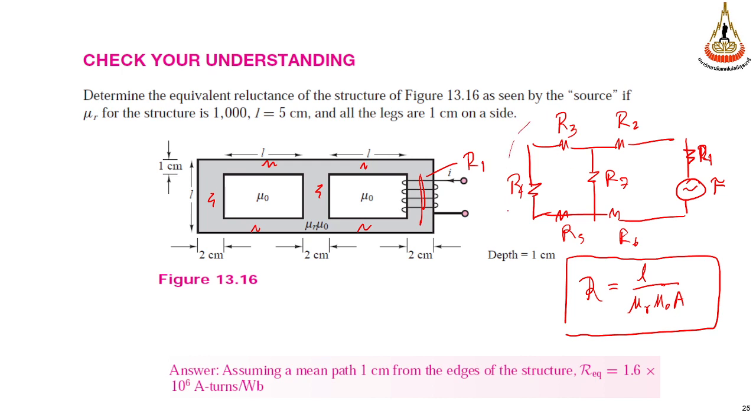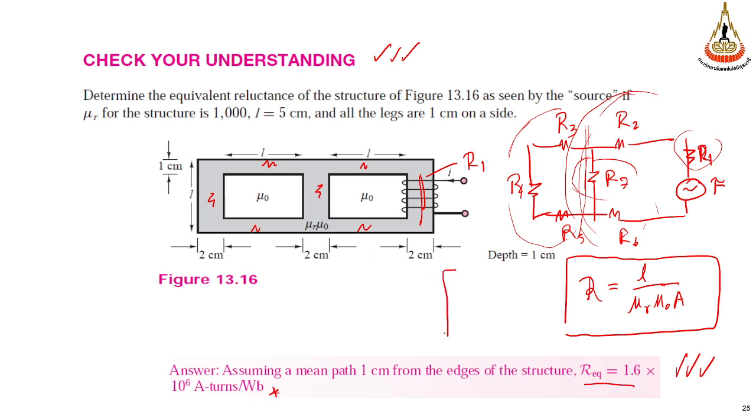You can combine these three reluctances together in series, and parallel with this reluctance, and then combine it with R1 also. Just group the reluctances. You add them in series form, and then parallel with this reluctance, and then you add the equivalent reluctance with R1, R2, and R6. Okay? I think you can try to do this for your understanding and as homework. And this is the result of the total equivalent reluctance, for you to check the answer after you do this.